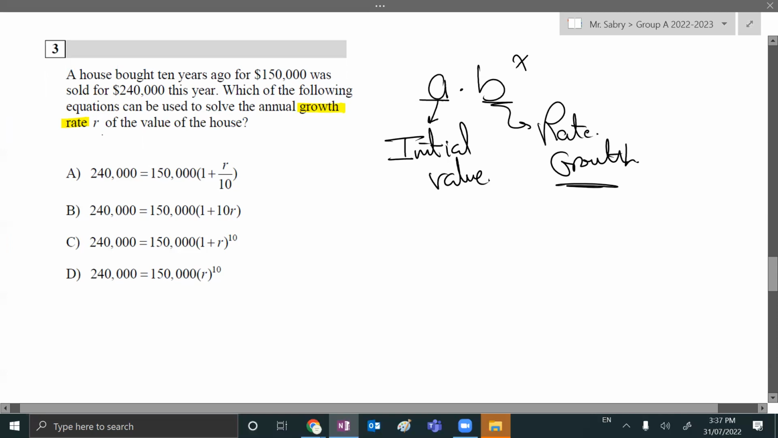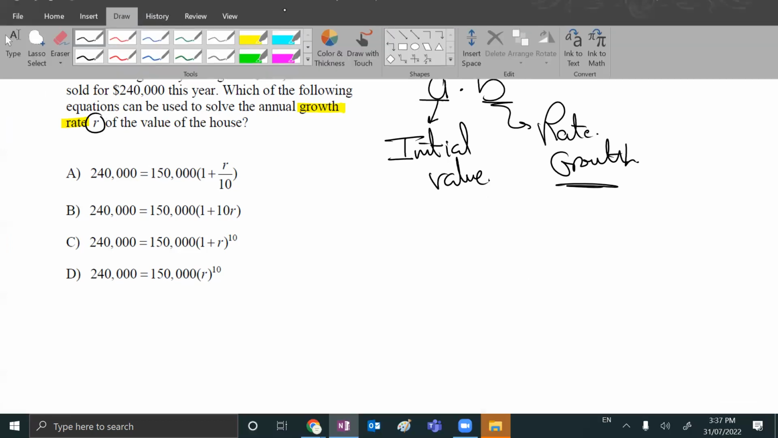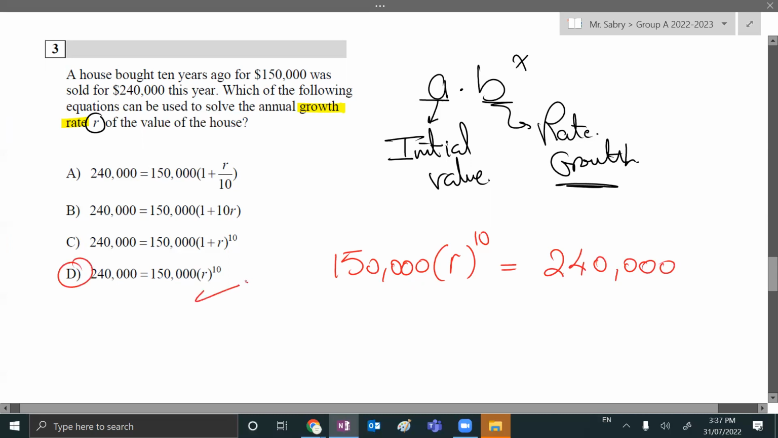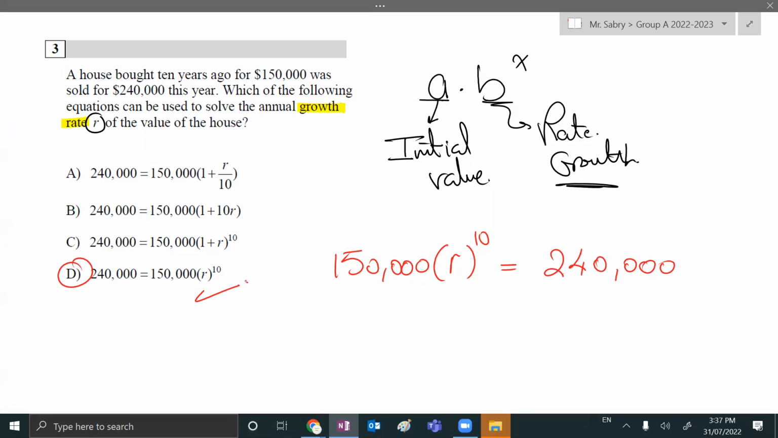So what happened here is that they already told you that the growth rate is R. So R itself is the B. And I have the start as the 150,000. That's the initial amount. The B is the R, as we said, to the power of 10. That should give me the new price after 10 years, which is 240,000. So actually D is the correct answer. Makes sense?